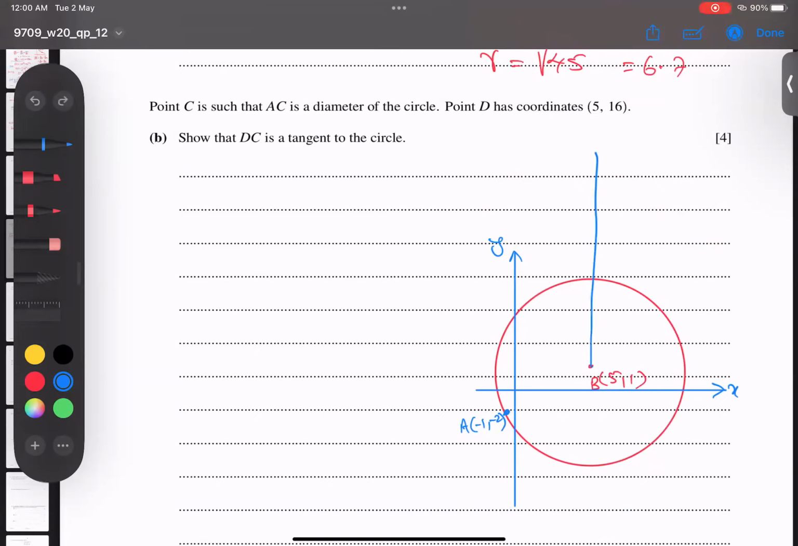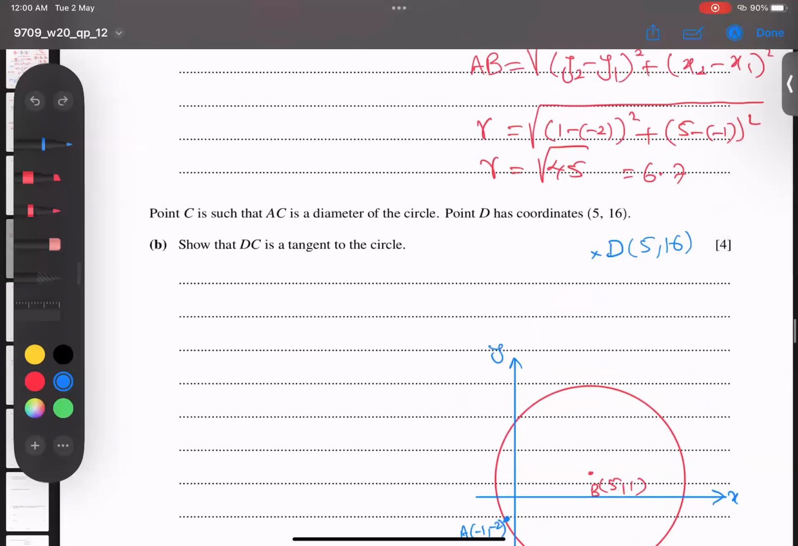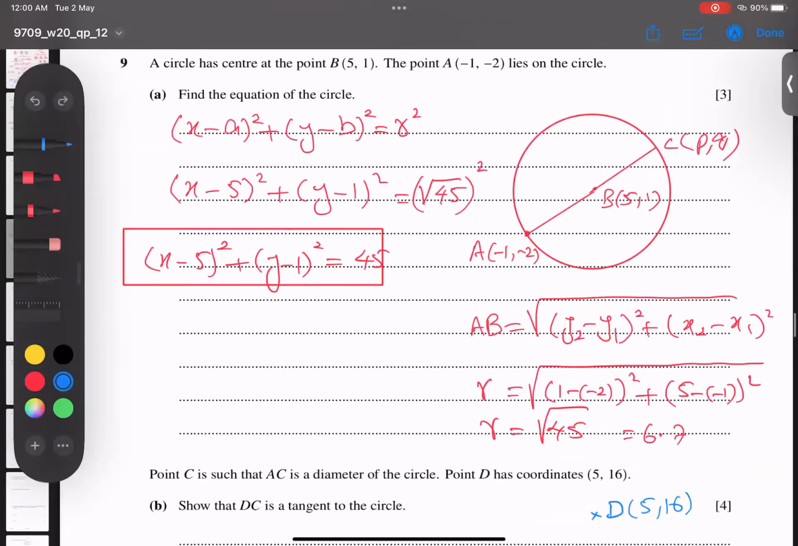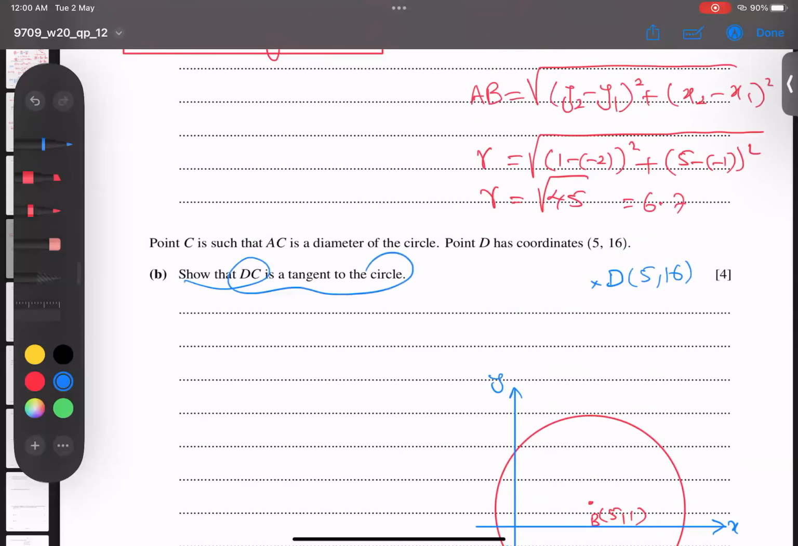So I repeat, let's say the point here. This is D, 5, 16. Why is the reason? Because look at that, this is a line of 5. So I hope it's clear. This 5 matches. I think you got the point. And now he's saying AC is a diameter of the circle, and he mentioned D is a point. And for 1 minute, please. Okay. He says show that AD is a tangent to the circle.